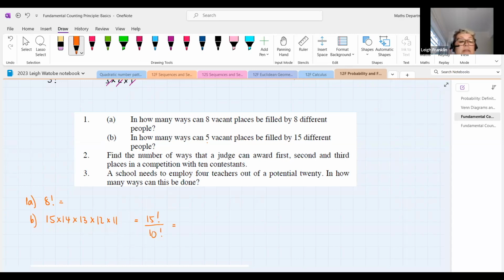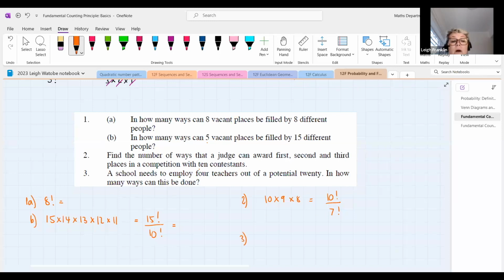Just makes it a bit easier and quicker for you to work out what the answer is. Okay, then in number 2, whoever was confused with that, we've got 10 contestants, and in how many ways can we award first, second, and third place? So that would be 10 by 9 by 8. Or if you like factorial notation, 10 factorial over 7 factorial.